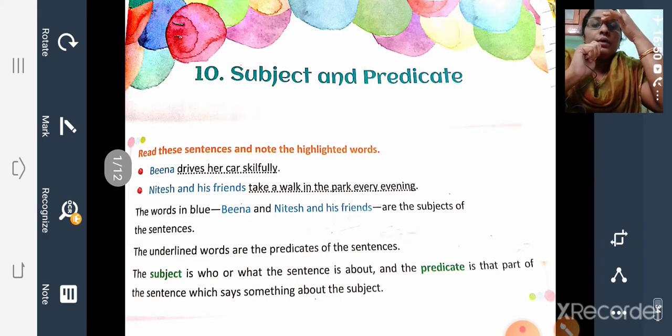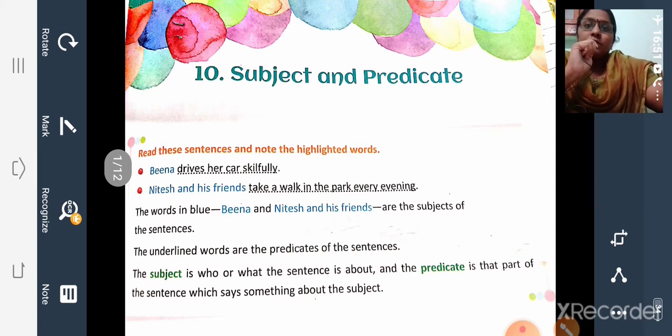Okay, so as you all know, a sentence can be divided into two parts. What are they? A sentence can be divided into subject and predicate. So what is a subject? What is a predicate? That we are going to study in this lesson.